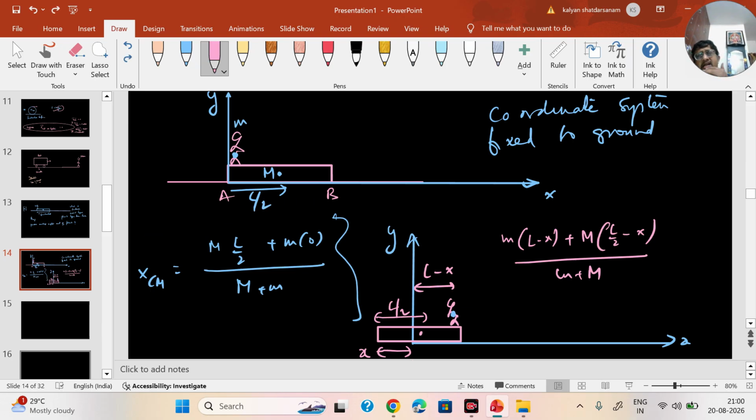This is the coordinate of center of mass previously. But the center of mass coordinate never changed. It was there only. It never moved. The person moved, the plank moved. The center of mass did not move. So we can equate both of these, and from there we can calculate x, how much the plank moved, right?